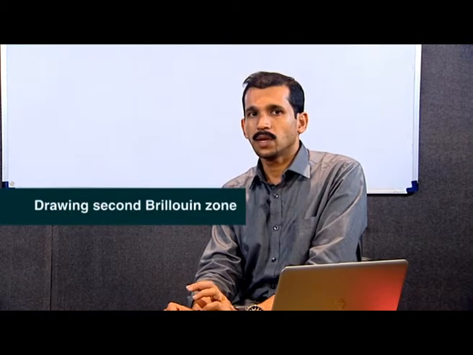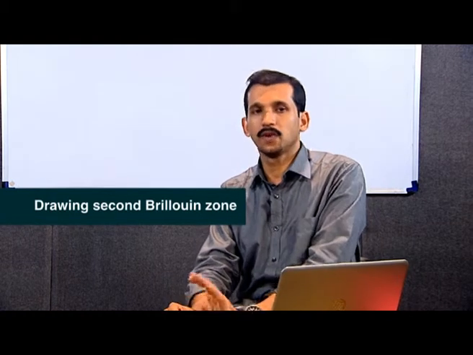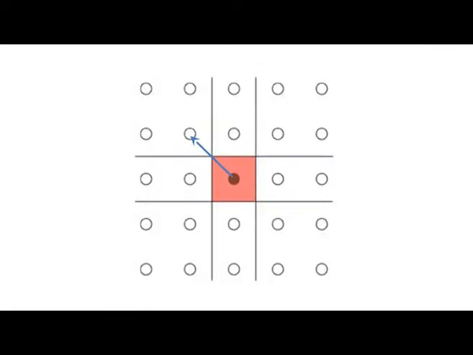Now, let us try to draw the second Brillouin zone. So, what should we do? In the case of the first Brillouin zone, we took the nearest neighbors to the designated point of origin. Here, in the case of the second Brillouin zone, we will take the next nearest neighbor to the designated origin. As you can see on the screen, the blue arrow is drawn towards the next nearest neighbor. So, that forms a reciprocal lattice vector basically.